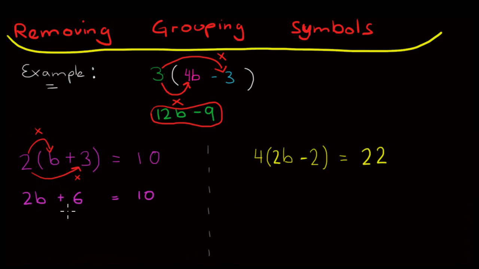So always we remove the plus 6 first, so opposite of it, which is minus 6. And then that cancels out. And then we have left 2b equals 10 minus 6, which is 4. And then remember we do the opposite operation here, so that's a times, so we'll do the divided by. And we divide both by that number, which is 2. That cancels out. And then we have left b equals 4 divided by 2, which is 2, and that's your solution, b equals 2. I'll show you another example.